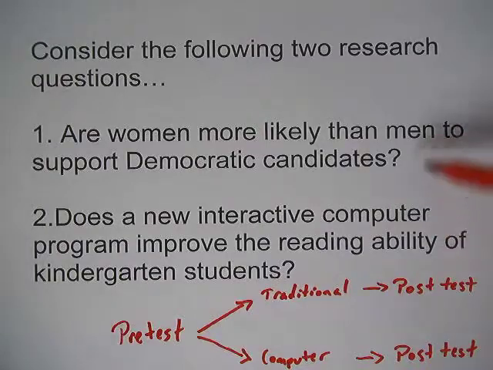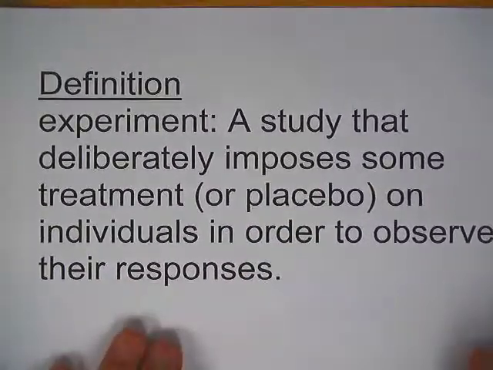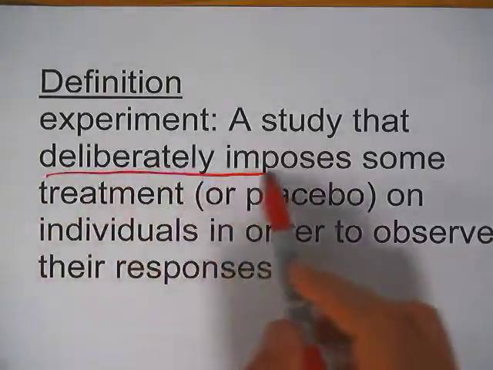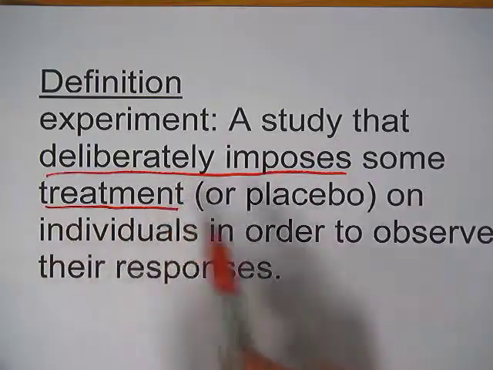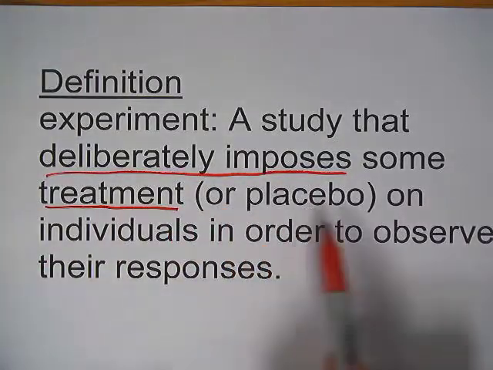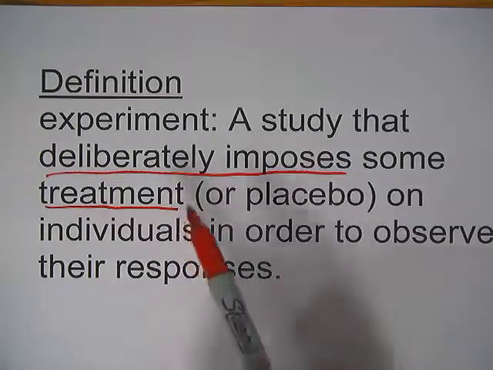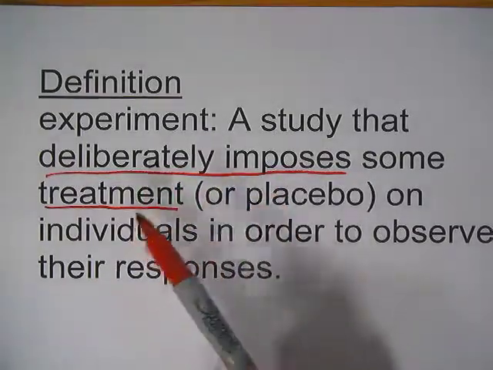So both of these are considered statistical studies, but only one of them is what we call an experiment. So an experiment is a study that deliberately imposes some treatment, or what's called a placebo treatment, on individuals in order to observe their responses. So we need to deliberately impose a treatment.